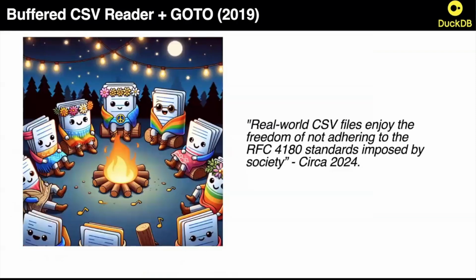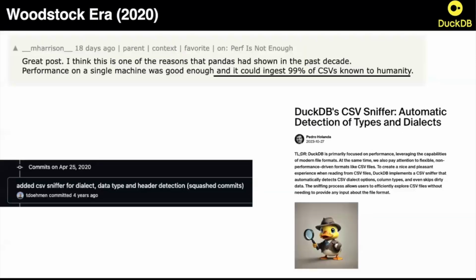So this is a picture of real-world CSV files enjoying the freedom of not adhering to the RFC 4180 standards imposed by society. You can see they're just sitting around the fire. Some of them have eyebrows. Some of them have one eyebrow because this might have been AI generated. Who knows? But they're just enjoying it. It's a bit of a Woodstock kind of thing. You don't really have any rules there. And that's why I call it the Woodstock era.